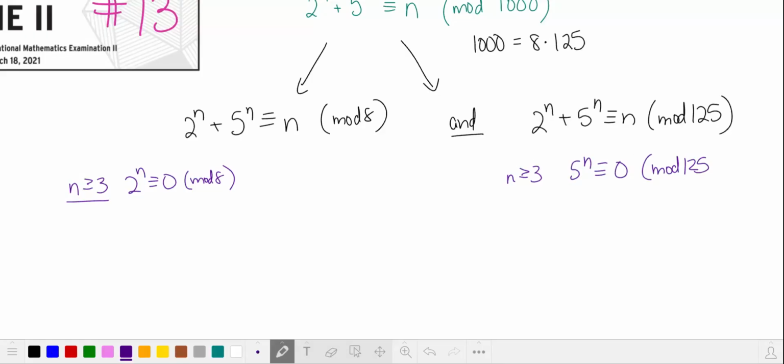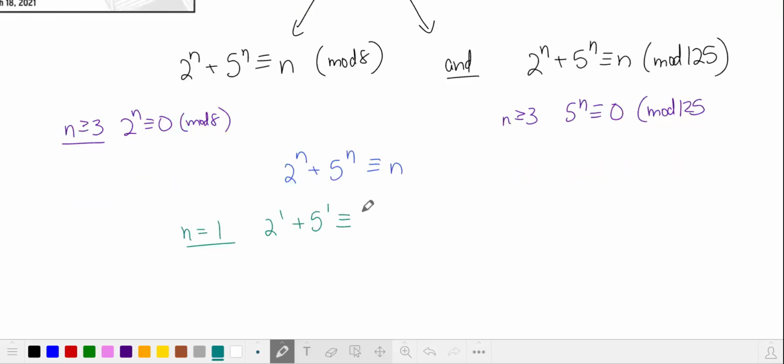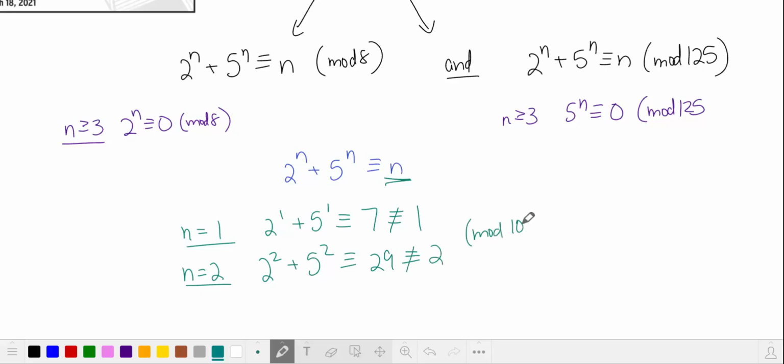So let's eliminate n equals 1 and 2 from our set of solutions. When n equals 1, our expression on the left is 7, which is not equivalent to n. And when n is equal to 2, this is 29 and not the same as 2 in mod 1000. So we can eliminate those two values of n and continue to solve these for n greater than or equal to 3.